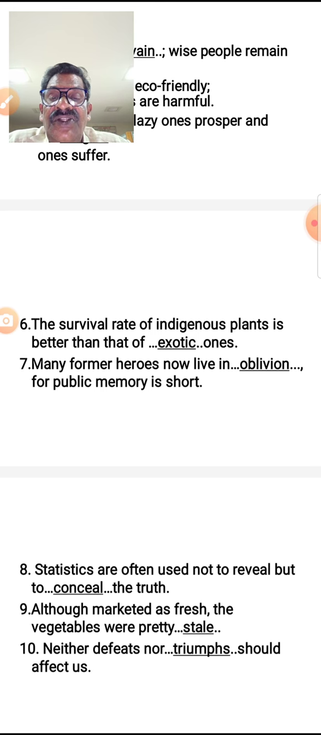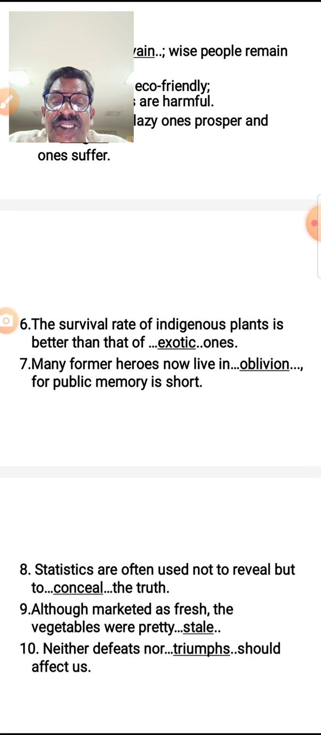Ninth one. Although marketed as fresh, the vegetables were pretty stale. Now we have to find out the antonym for fresh. Fresh's opposite word, or antonym, is stale. S-T-A-L-E, stale. Now the last one of the antonym exercises, that is the 10th sentence.